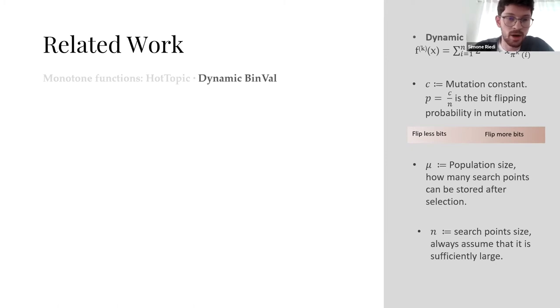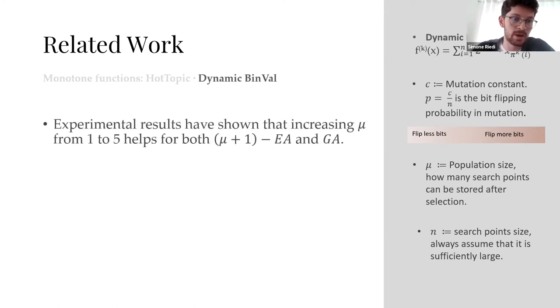Now I finally start covering the dynamic BinVal function, and there are two experimental results already on the dynamic BinVal function. One, it covers the fact that increasing the population size mu from 1 to 5 helps for both the mu+1 EA and the GA.